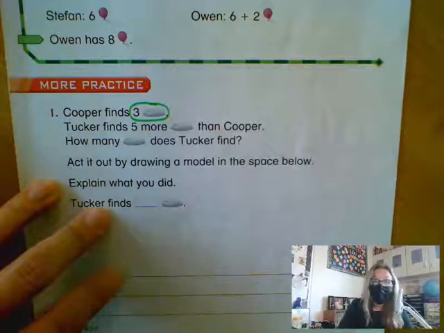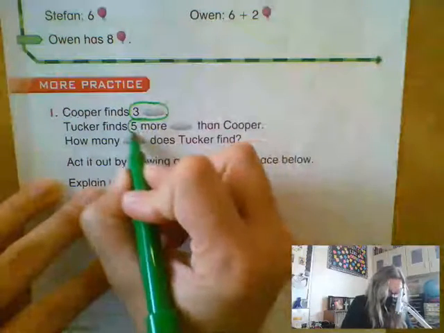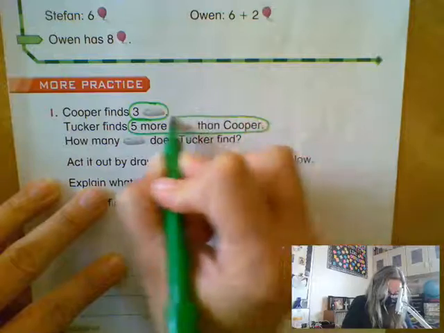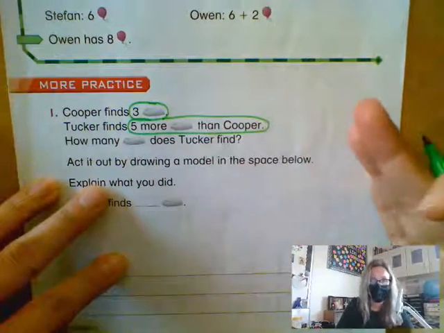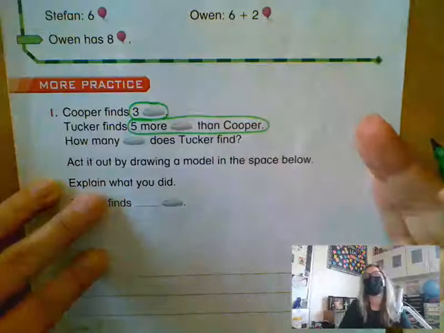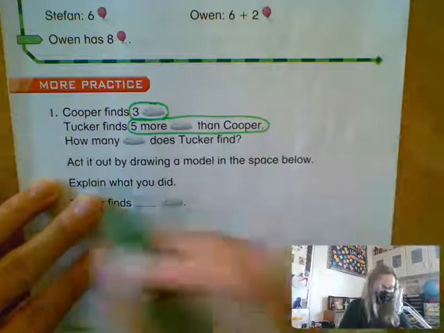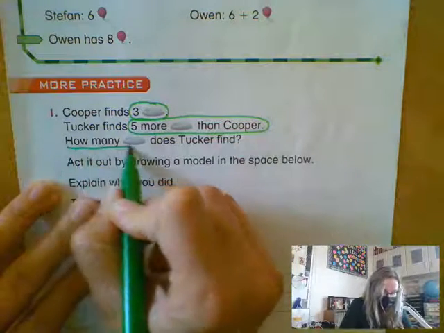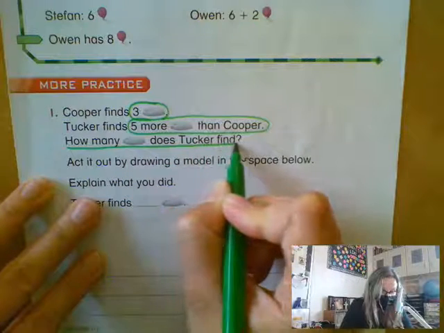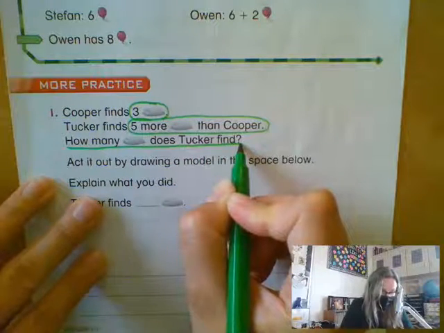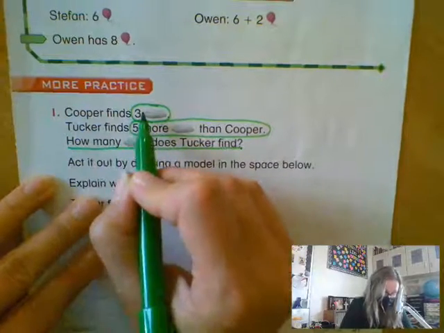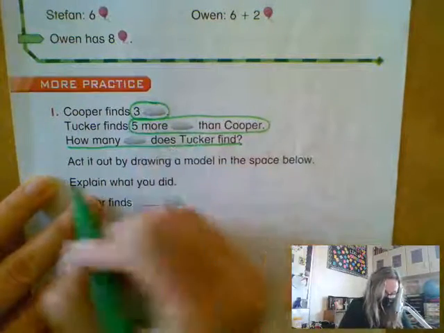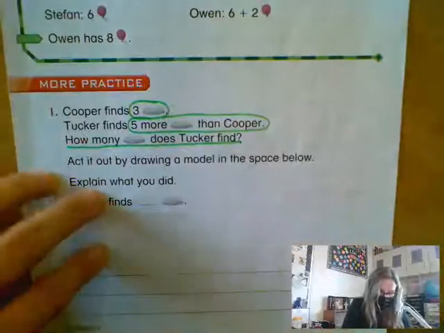Then it says Tucker finds 5 more than Cooper. So he doesn't find 5. He finds 5 more than Cooper. Now let's see what they're asking us to tell them. How many rocks does Tucker find? Okay, so we know that Cooper finds 3 and Tucker finds 5 more than 3. So to figure that out, it says draw a model in the space below.